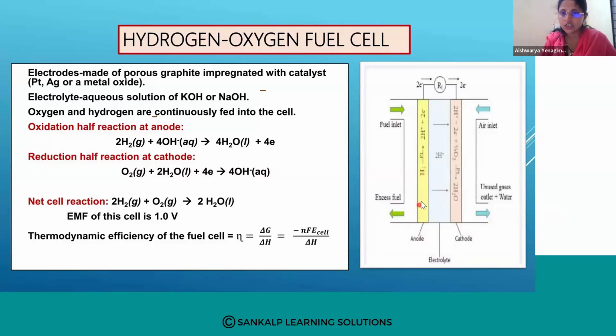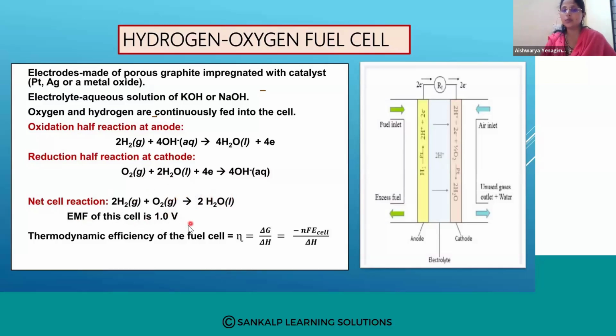At anode oxidation takes place, anode oxidation. So oxidation half reaction is 2H2 plus 4OH minus gives 4H2O. 4 electrons are being lost. Reduction half cell occurs at cathode. So O2 plus 2H2O plus 4 electrons gives 4 OH minus. Overall reaction, we will write formation of water actually. So 2H2 plus O2 gives 2H2O. This is the overall net reaction.